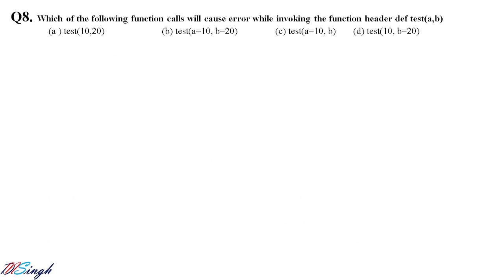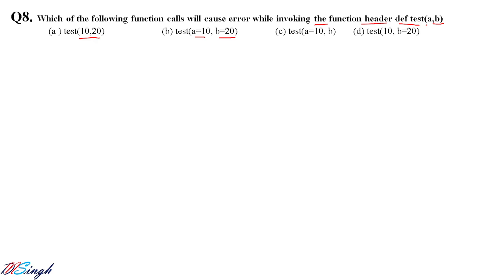Which of the following function call will cause an error while invoking a function header like def test(a, b)? If you pass values positionally, these are the positional parameters, no issue in that. And test(a=10, b=20), these are called keyword arguments, there is also no issue, you can pass it like that.